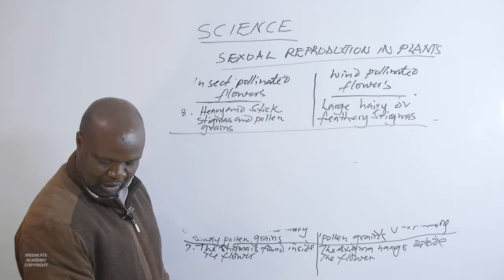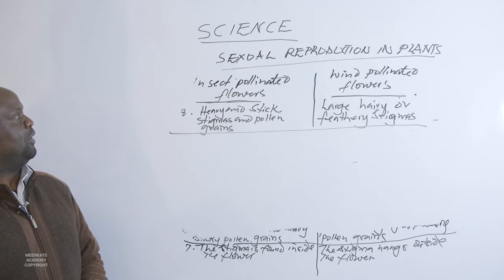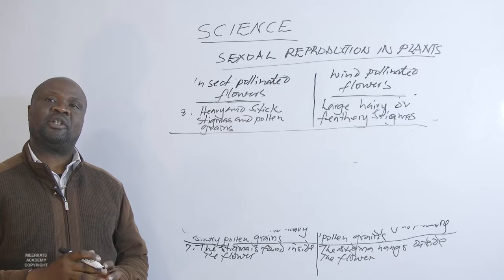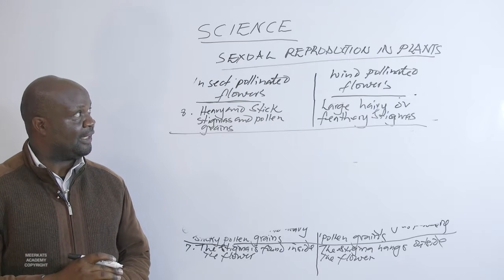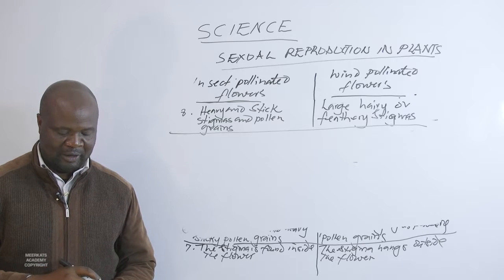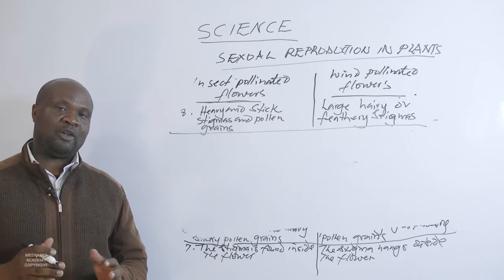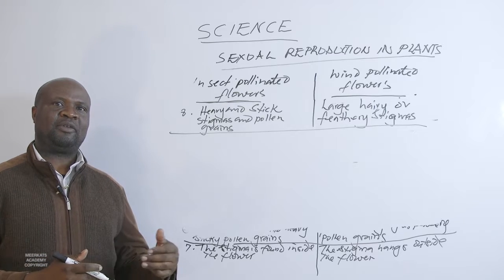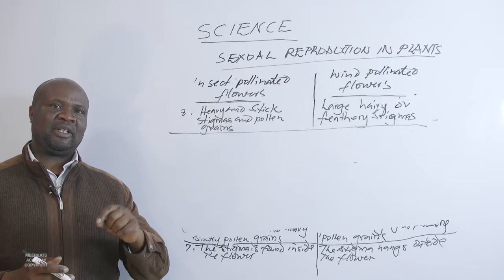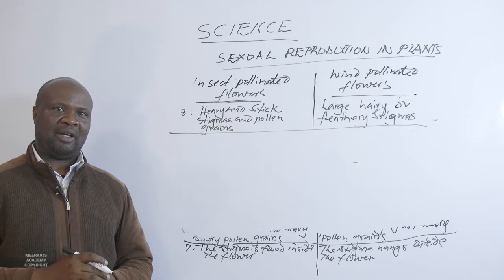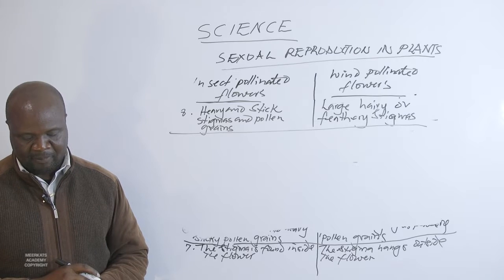So we have seen close to 8 characteristics of insect pollinated flowers and also 8 characteristics of wind pollinated flowers. They have adapted in one way so that wind can find it easier to carry out pollination, to carry the pollen grains from one flowering plant to another.